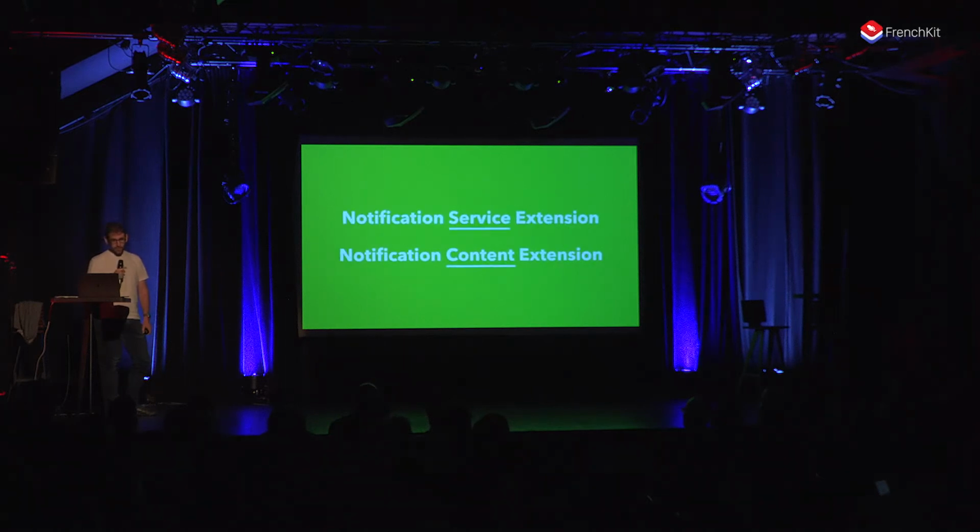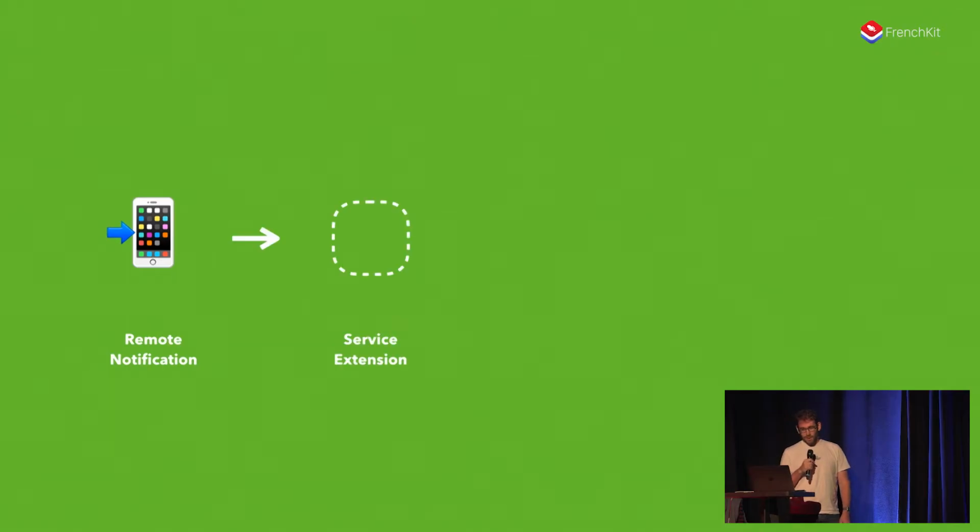And we have access to 2 application extensions that will be useful. The first, the notification service extension, is only for remote notifications, and the content extension will allow you to customize your UI. So let's see how this works. If we take the example of a remote notification, if the notification is marked as mutable, it will go through the service extension that will allow you to perform additional work before the presentation, for example, to fetch some data or to download an image. After that, it will go through the content extension that will customize the UI, and then it will be presented on the user's screen.